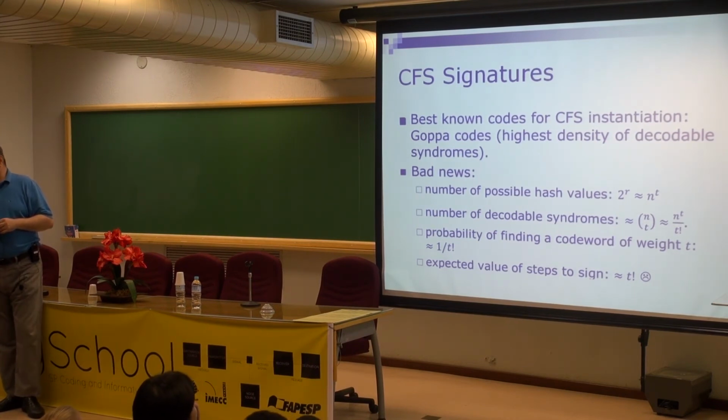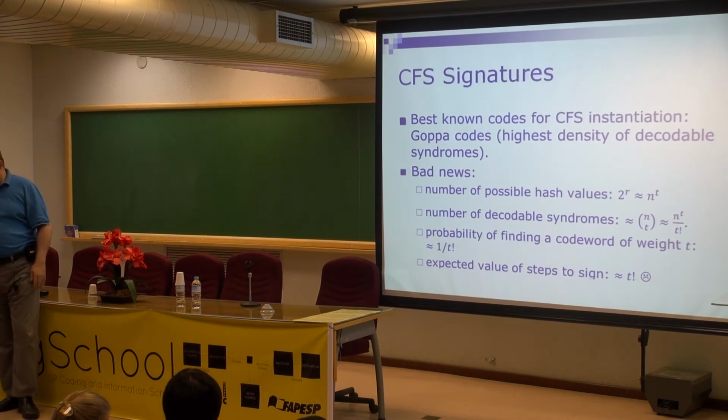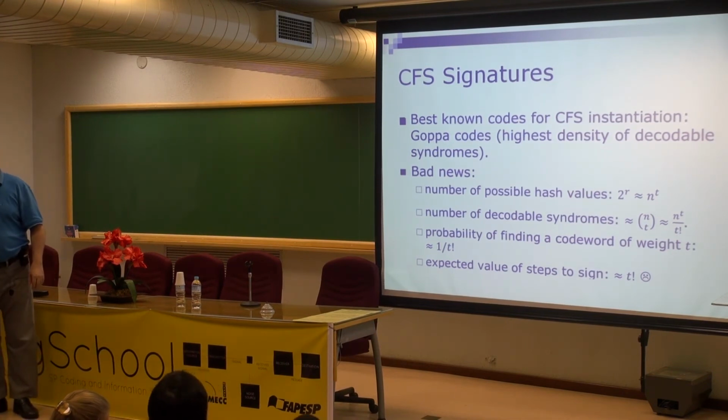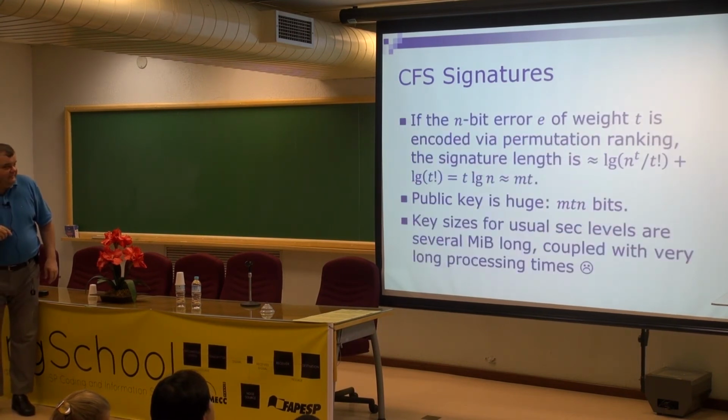But okay, not all is lost yet. We can play with the parameters. So the authors of CFS suggested using a very small t, of course. T has to be very small because of this. And we compensate to attain a suitable security level by choosing an extremely long code. They didn't quite succeed, but okay. Signatures are very short because of this.